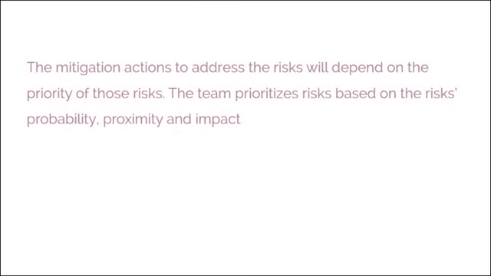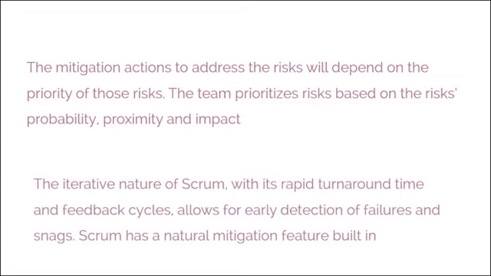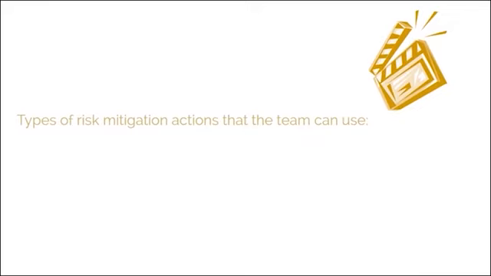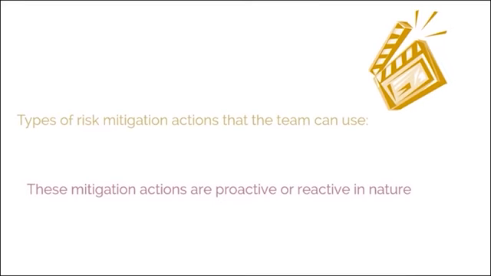The next step in the risk management procedure is risk mitigation. The mitigation actions to address the risks will depend on the priority of those risks. As discussed earlier, the team prioritizes risks based on the risk's probability, proximity, and impact. The iterative nature of Scrum, with its rapid turnaround time and feedback cycles, allows for early detection of failures and snags. Hence, it can be said that Scrum has a natural mitigation feature built in. There are numerous types of risk mitigation actions that the team can use. Generally, these mitigation actions are proactive or reactive in nature.